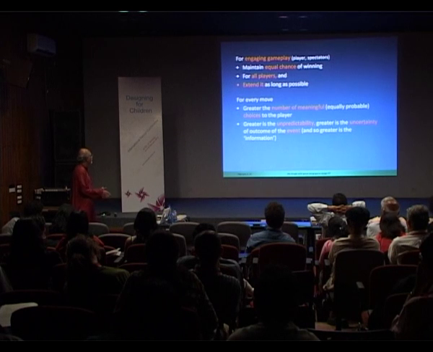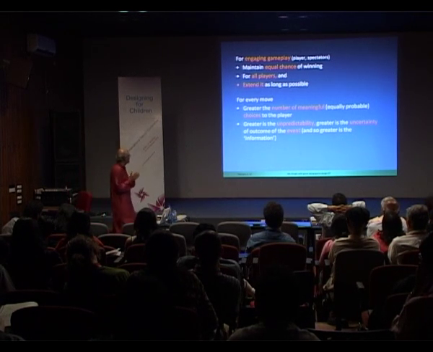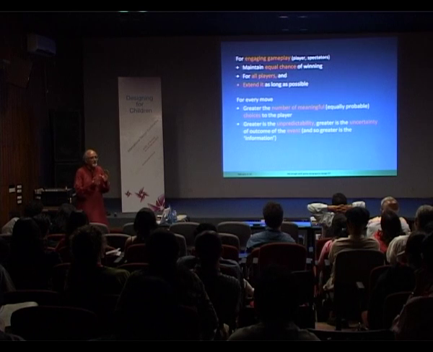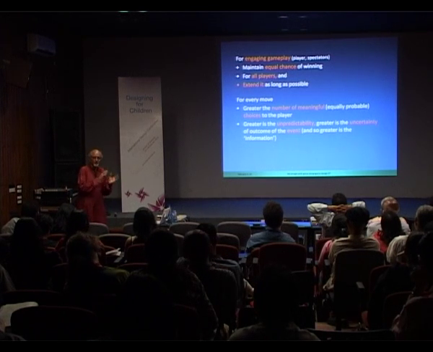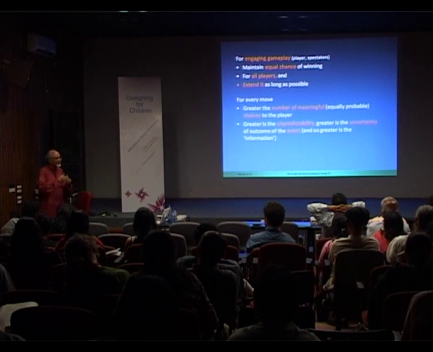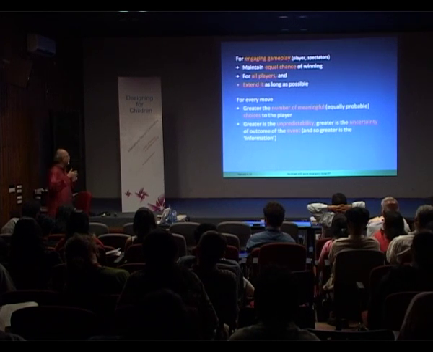Okay, so every move, the greater the number of meaningful or equally probable choices to the player, the greater is the unpredictability. Okay, it's important to use information theory to understand games. I think that's one very nice way of understanding a game, is to see how unpredictability is managed along the timeline.